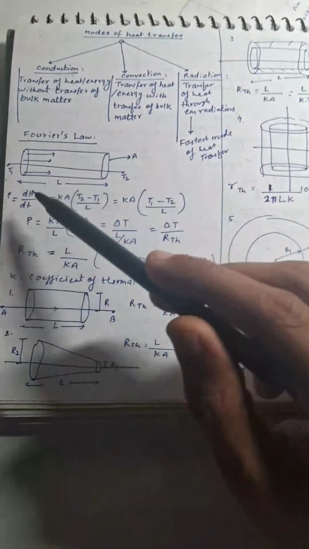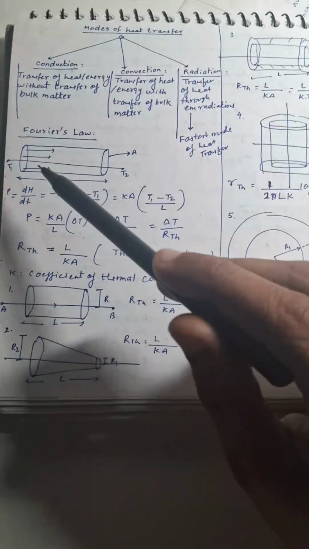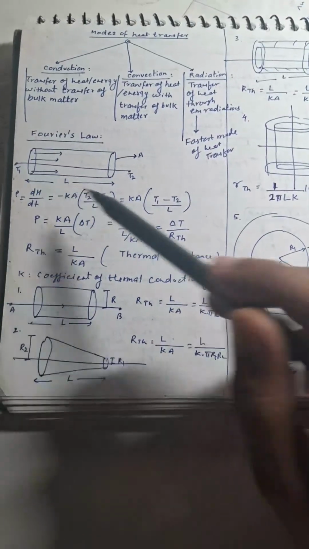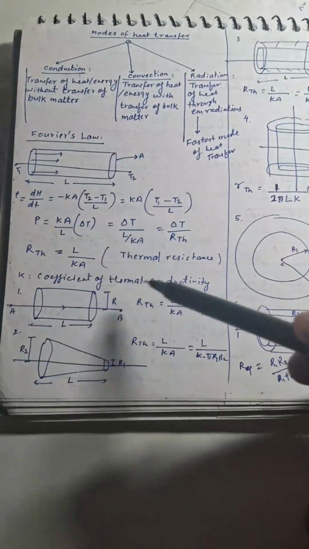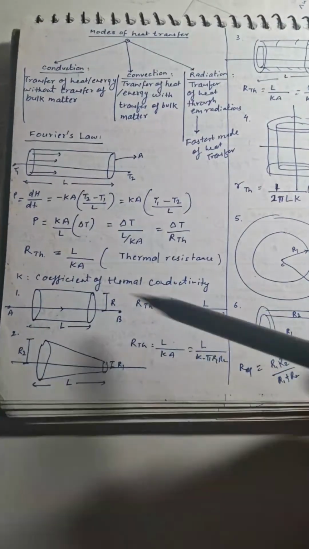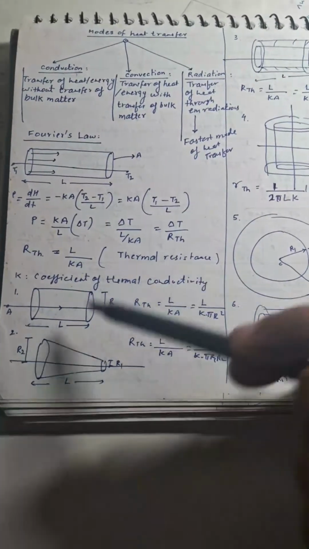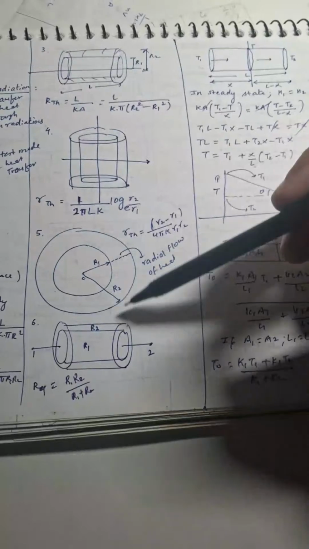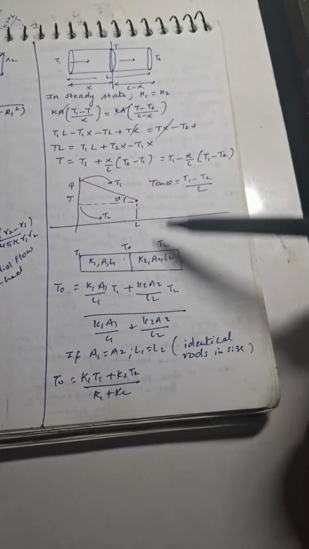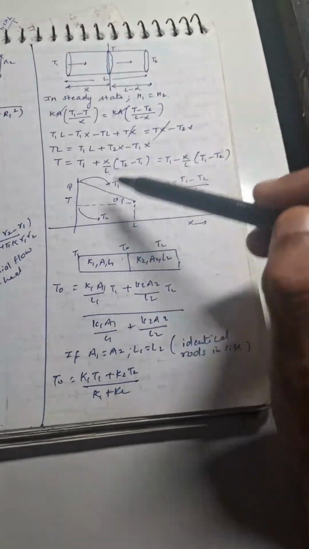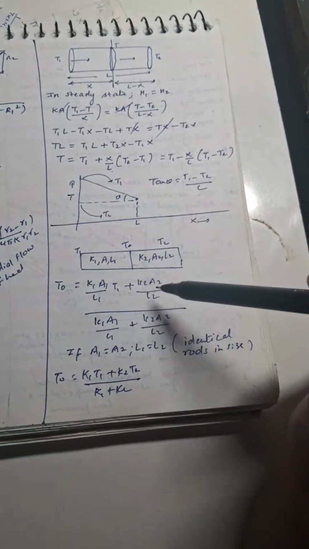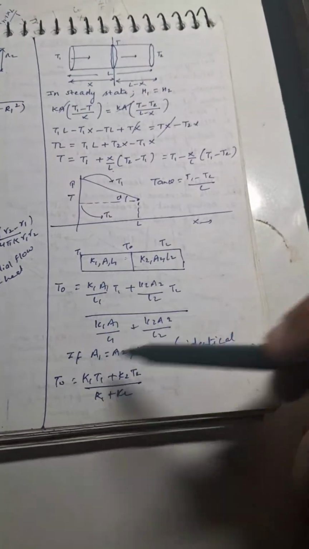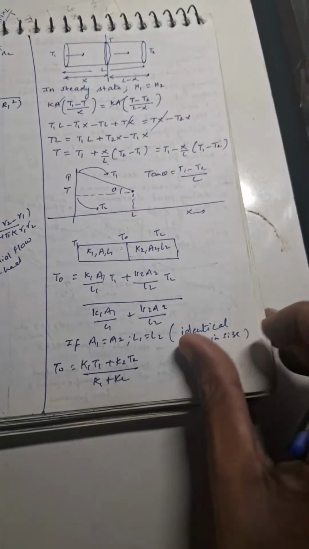There we have Fourier's law, which is about heat transfer through a conducting rod which is maintained at a certain temperature difference. Then we have coefficient of thermal conductivity, various concepts related to thermal resistances, various cases related to them, and finally we have graphical variation of temperature as a function of the x coordinate, then temperature of the interface and various cases related to that.